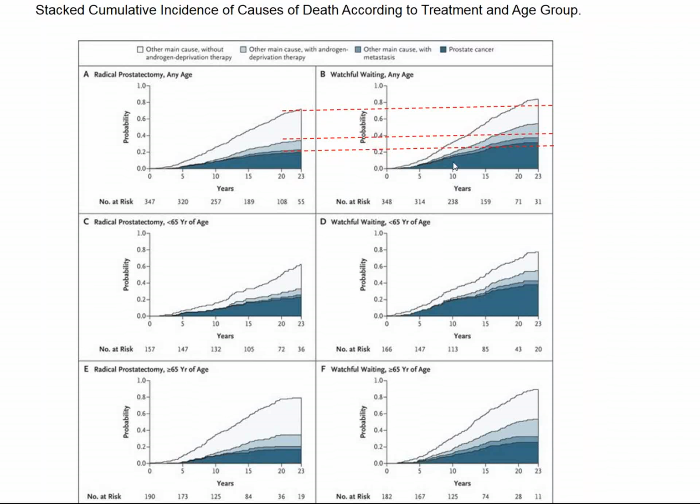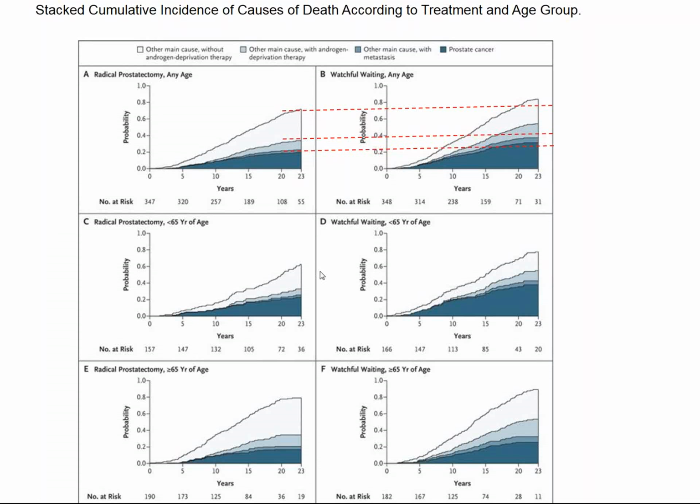And we see that the people that died of prostate cancer are here in the dark, and more people died of prostate cancer in the watchful waiting group than in the radical prostatectomy group. And people that received androgen treatment and had nevertheless had progression of their disease is also higher in the watchful waiting group. And if we look at the people that died of something else, this is perhaps a little less in the watchful waiting group than in the radical prostatectomy group. I placed these red lines here so that you can see these differences.